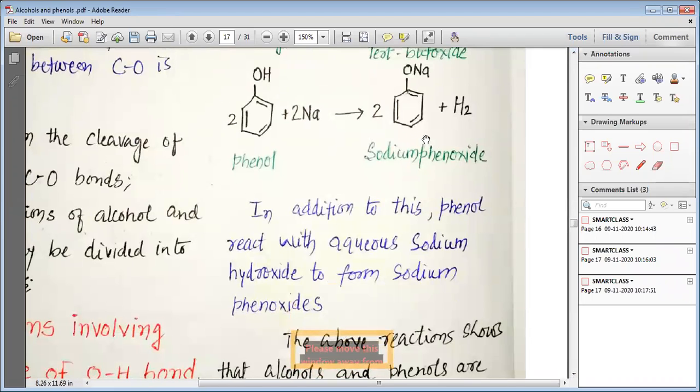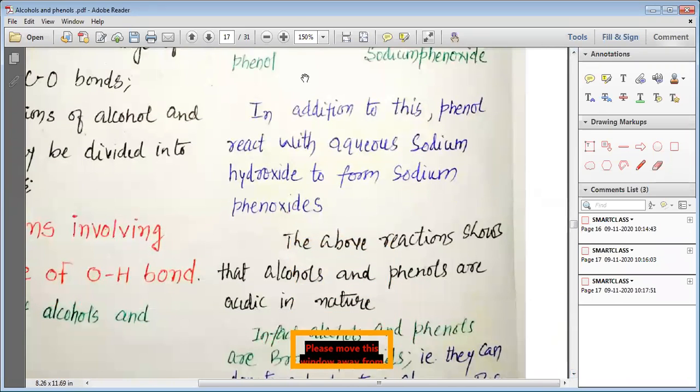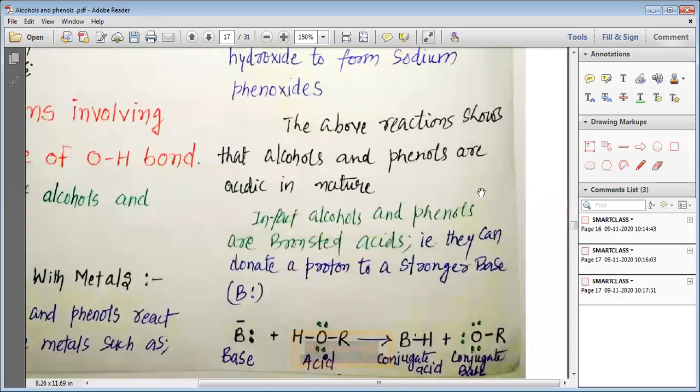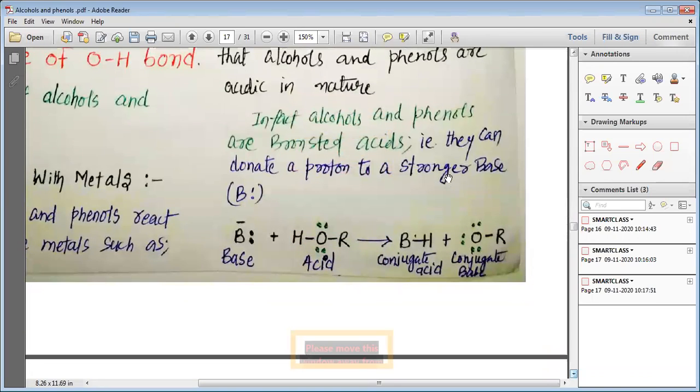Again, in the reaction of sodium with phenol, we get sodium phenoxide and hydrogen gas is produced. In addition to this, phenol reacts with aqueous sodium hydroxide to again form sodium phenoxide. That means phenol reacts with base to produce salt and water. The above reaction shows that alcohols and phenols are acidic in nature.